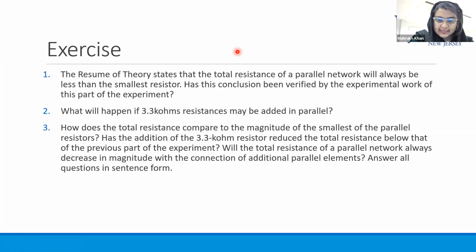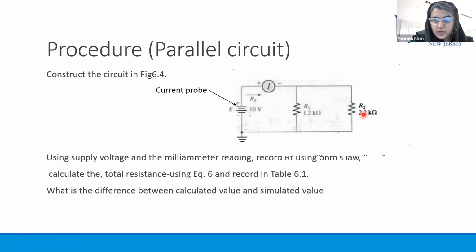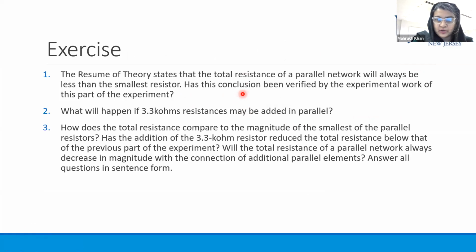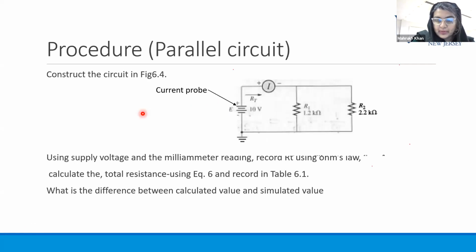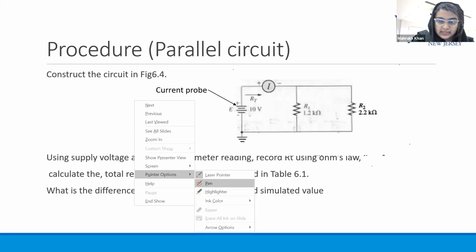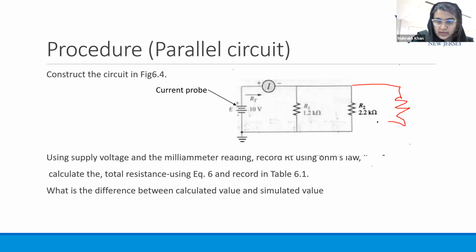The exercise says that the theory states that the total resistance of a parallel network will always be less than the smallest resistor. What that means is that you have 1.2K and 2.2K, so the equivalent resistance will be less than 1.2K. You need to prove whether that is right or wrong. What will happen if you put a 3.3K resistance here? What will be your equivalent resistance, how will it affect your currents, and things like that. That's what you need to show.